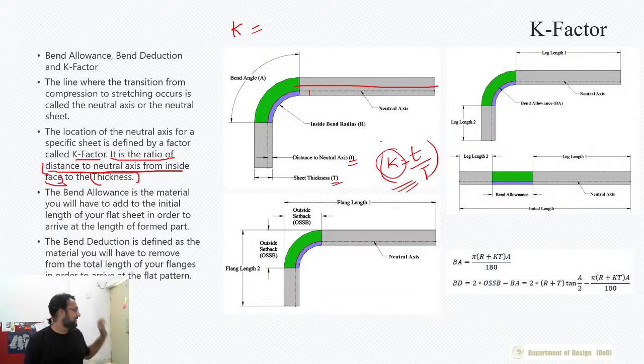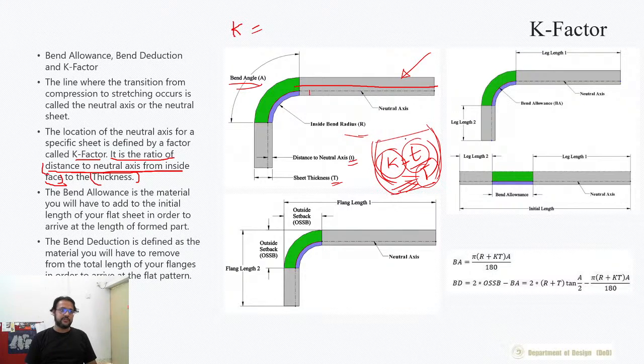And the K factor depends on the type of material, the type of sheet metal, and the thickness that you have. It depends on the bend radius, the bend angle, and the thickness of the material, and it also depends on the composition of the material. So this is one term that you should know about.